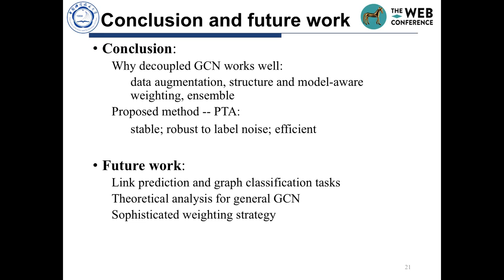I will share three promising directions as future work. First, how to extend PTA to link prediction and graph classification tasks. Second, this paper concerns decoupled GCN only. How to give theoretical analysis about general GCN. Third, designing better weighting strategy for propagation and training is also useful.